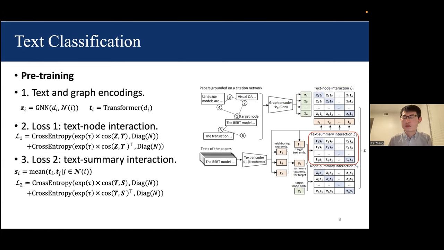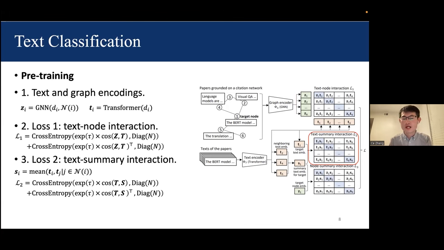Now let's look at the second loss function. It's the tags and summary interaction. For each tag on the graph, it also has neighbors. Those neighbors can also reveal the mean semantics of the central tag, because documents are usually connected, and connected documents should have some similar semantics. So if you look at the neighbors of a document, we can also roughly guess the mean semantics of the central document. This is why we first of all do mean pooling for its neighbors.